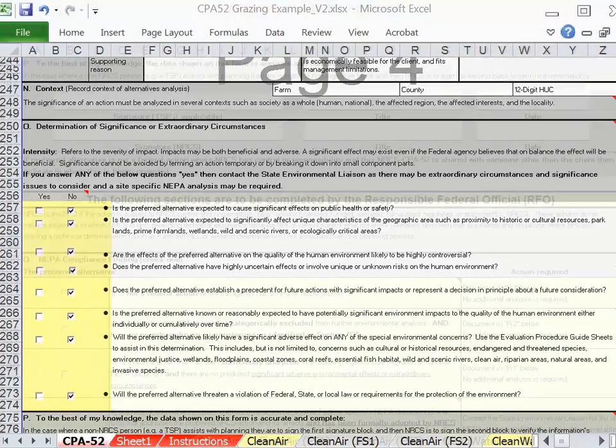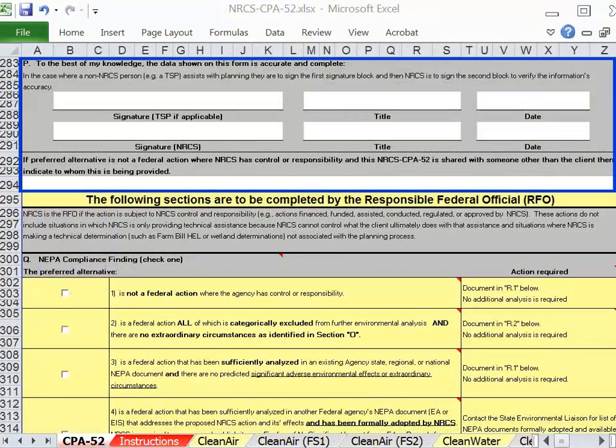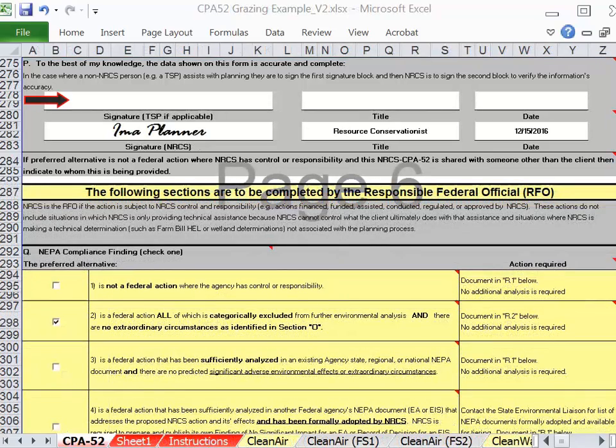In Section P, the individual completing Parts A through O of the NRCS CPA 52 must sign and date to indicate they have used the best available information. This may or may not be the same person as the agency representative. In cases where the planner is not an NRCS employee, they must sign in the first signature area, and then the NRCS employee will sign in the second signature area to confirm and validate the information as the responsible agency.